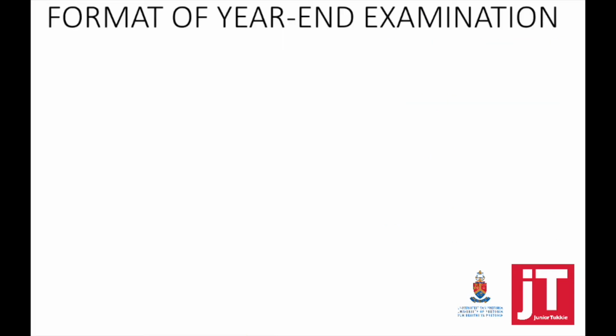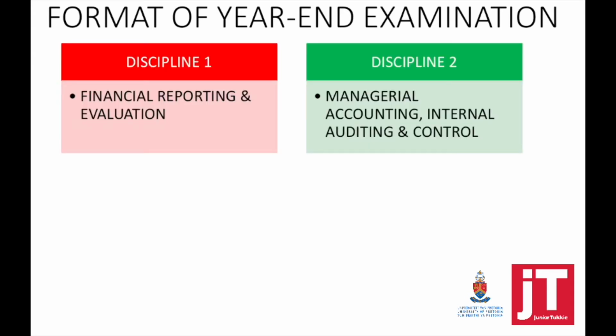If we look at the format of the year-end examination, it consists of Discipline 1 and Discipline 2. Now, Discipline 1 is paper 1. Discipline 2 is paper 2. So Discipline 1, which is paper 1, focuses on financial reporting and evaluation. Discipline 2 covers managerial accounting, internal auditing and control.